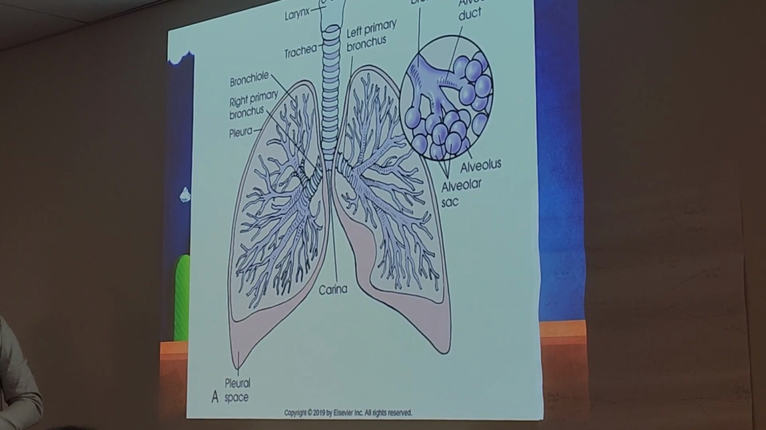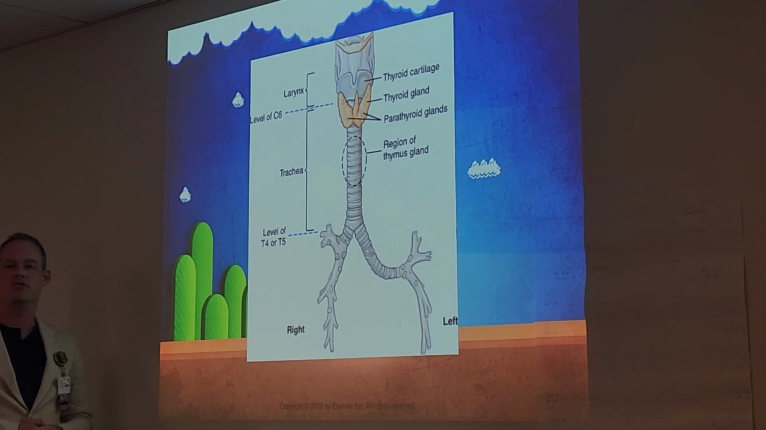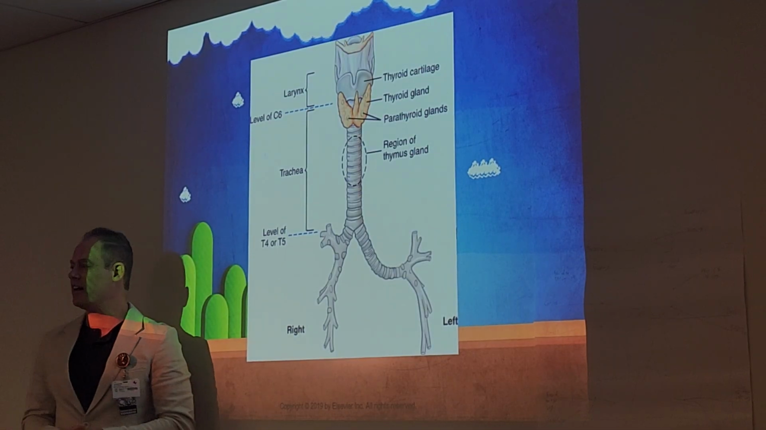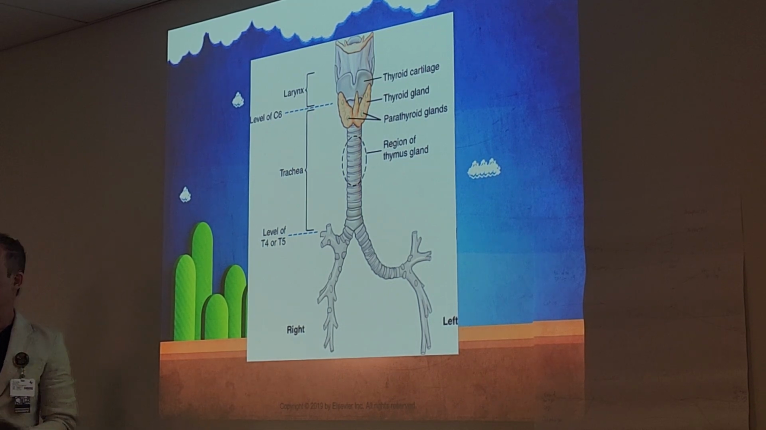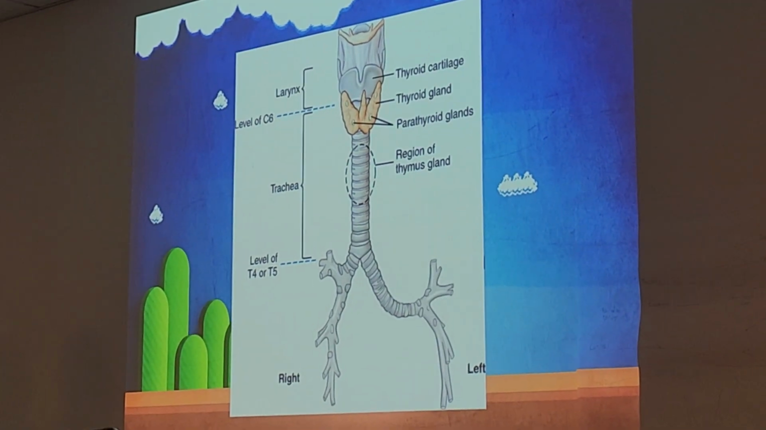Let's see here. If I'm going too fast, y'all tell me to slow down. Now there's a great picture right there. That's one of the ones I want y'all to focus on because that kind of simplifies it a little bit further for you. Of course, starting at the top, guys, we have that area that contains the thyroid cartilage, the thyroid gland, and the parathyroid glands. Make sure you know where those are located, thyroids and parathyroids.